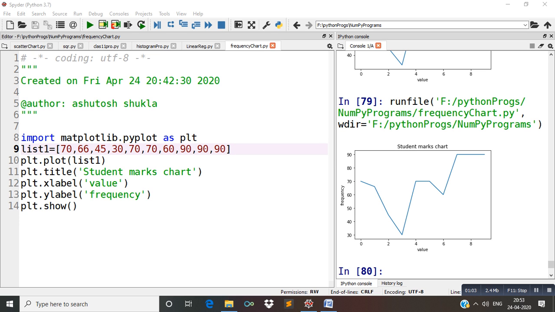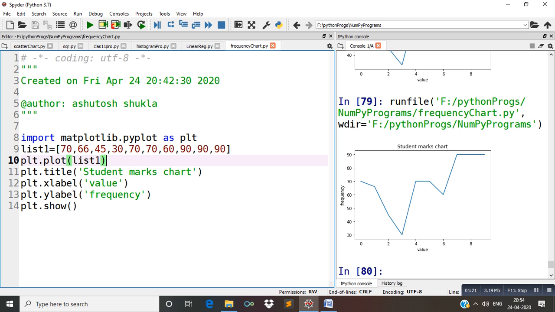So list 1 is for values, or you can say marks of some students you can consider here. In this selected value you can take marks of some students. Okay, so there is a possibility of the same marks for some students. So for this reason there is a need to form a frequency chart.